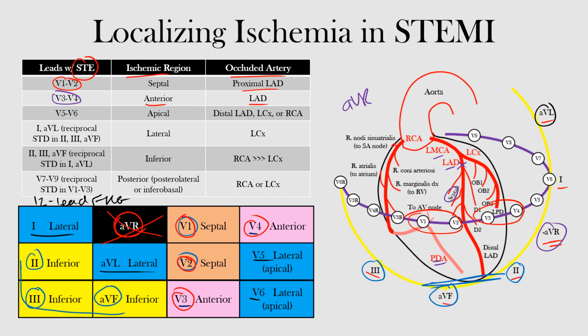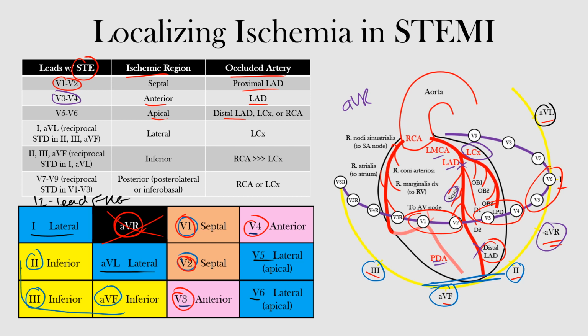If you have V5 and V6, which are the lateral or apical leads, that could be from the distal LAD, okay? So imagine a distal artery off the LAD, here's our distal LAD, somewhere there is occluded. You can maybe see changes there in that apical region. The left circumflex, which is this one here, or the right coronary artery as it comes around.